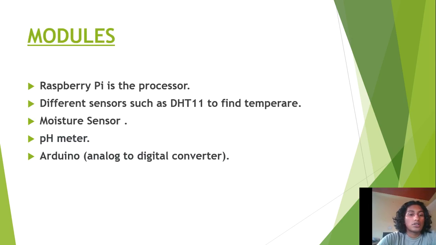These are the modules, the main things that we have used inside our project. First is Raspberry Pi, which is a processor. Different sensors such as DHT11 to find temperature, then moisture sensor, pH meter, then Arduino, which is an analog to digital converter, and also we have used a relay in it.